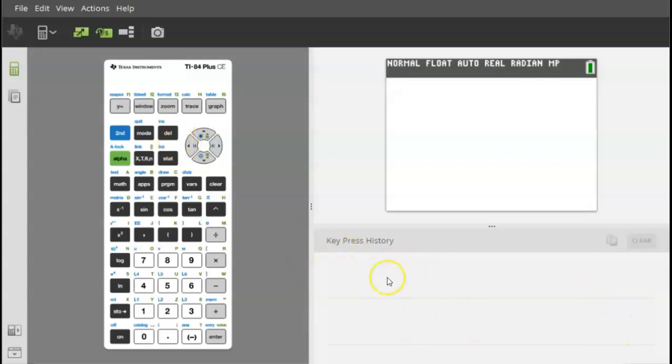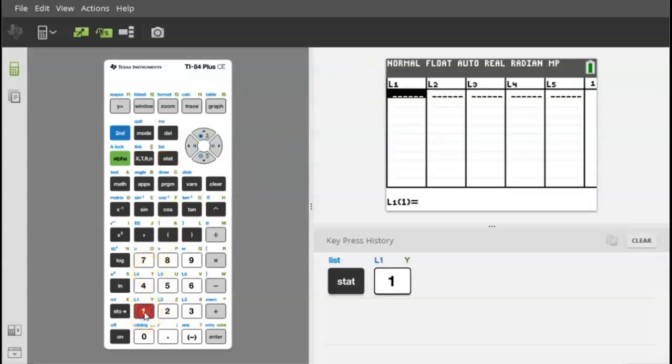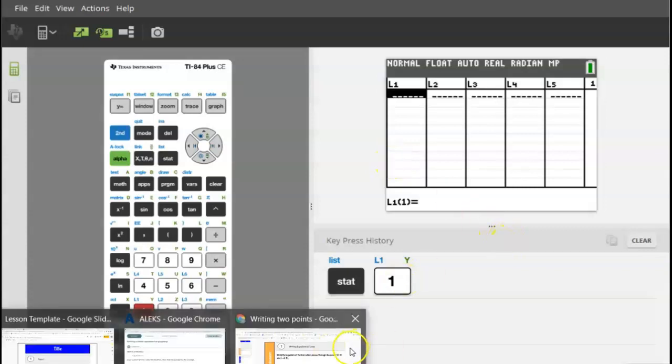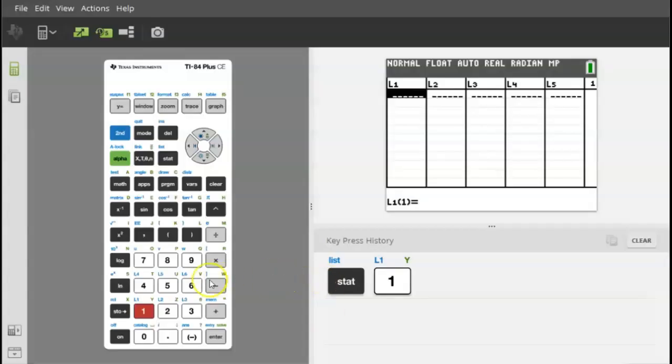All right, make sure you write down the key press history first, okay? So we're going to go to Stat, because we're going to add into statistics, we're going to add 2 points in here. And we're going to choose number 1, and the L1 is going to be our X's, and the L2 is going to be our Y's. So let me flip back to my, okay, 2, 4, -3, 8. Everybody remember that for me, okay?